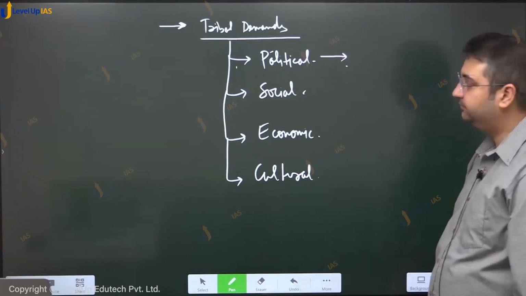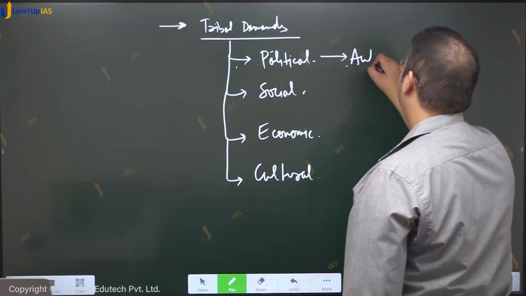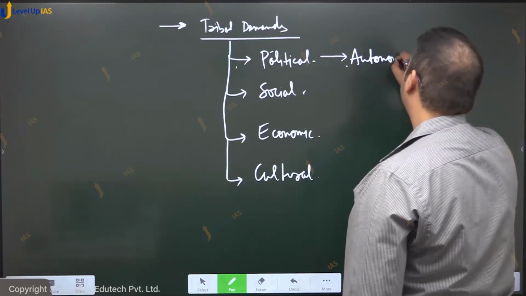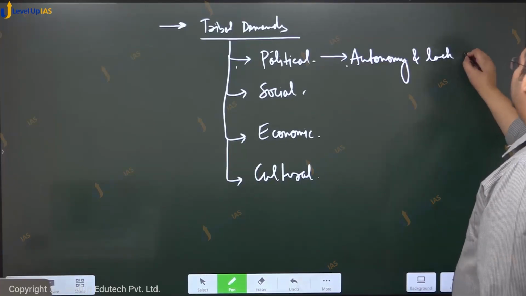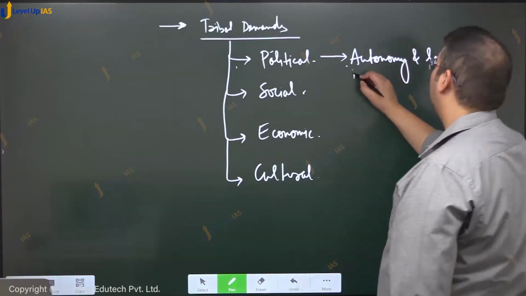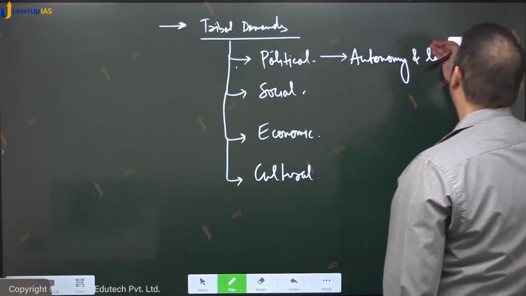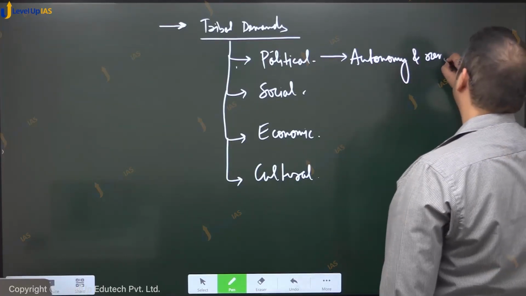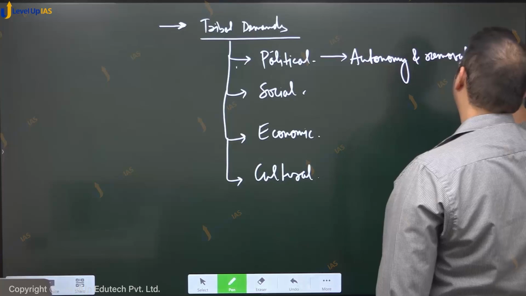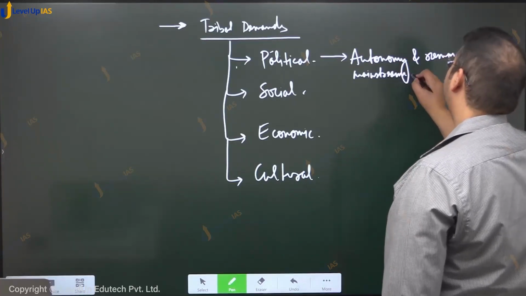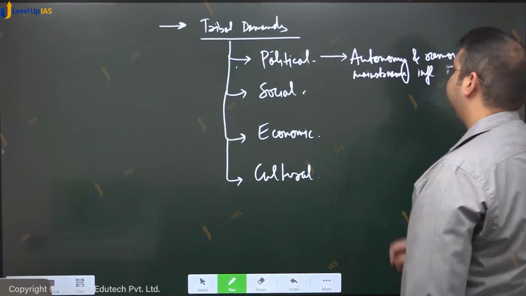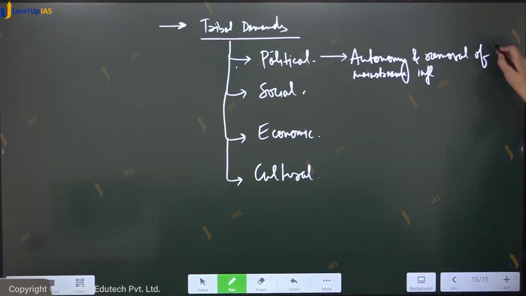Political demands: greater autonomy and lack of or removal of mainstream influence, which translated into either the demand of political independence or statehood.